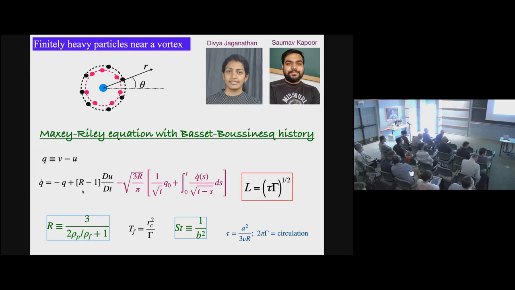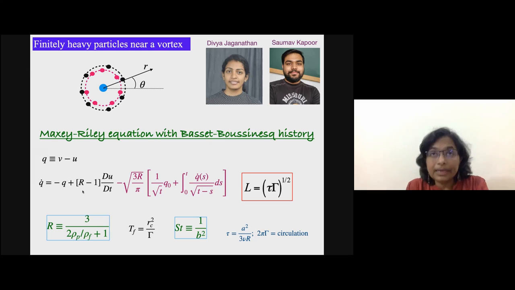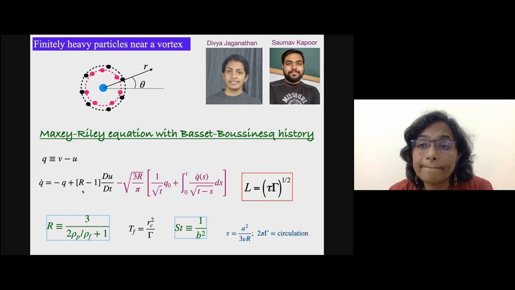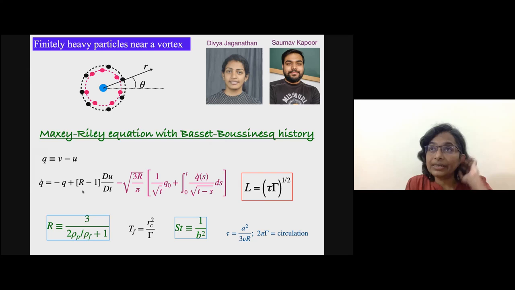Thanks, Rama. This is Eckhart. I was wondering, maybe I missed it, did you look at density ratios of 1,000? And are there any new effects that show up at those very large density ratios? We looked at density ratios of 1,000 with and without Basset, and there the effects are smaller. Okay, thank you. Whereas if it is 10 or something, then the effects are pretty big, even though 10 is a big number.